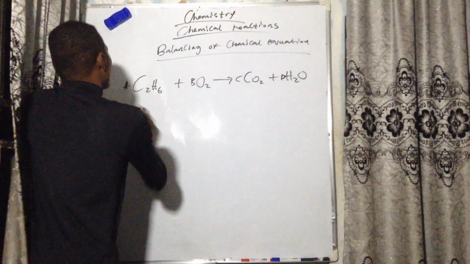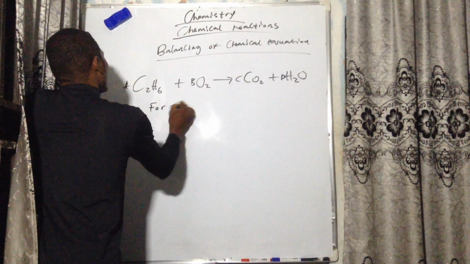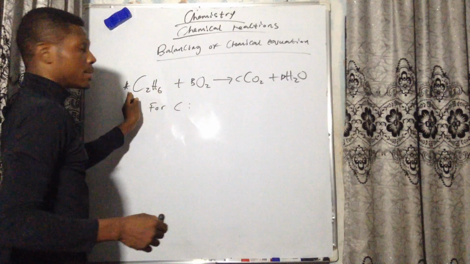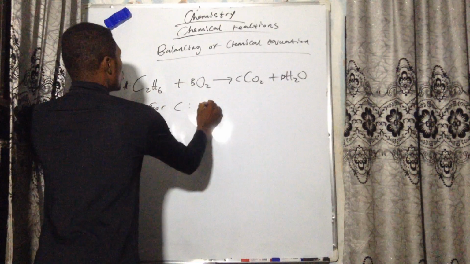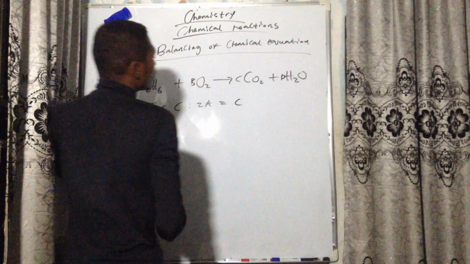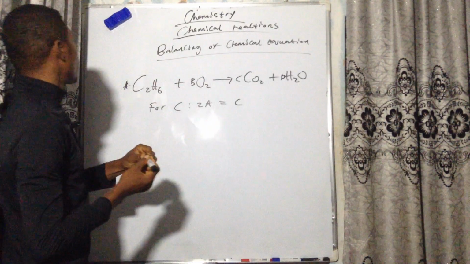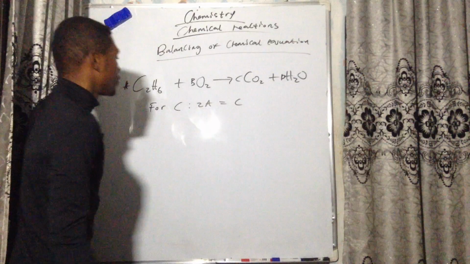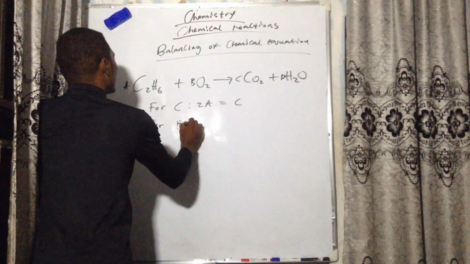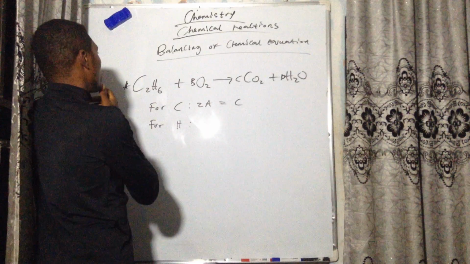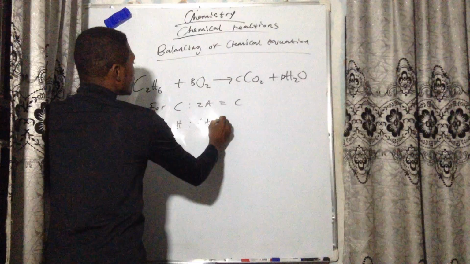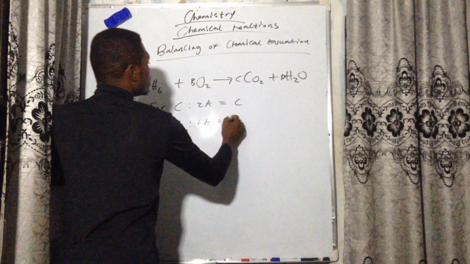Now for carbon, this carbon is at this side. So 2A is equal to C. That is, two carbons are here and one carbon is here. Now, for hydrogen, we have 6A is equal to 2D.